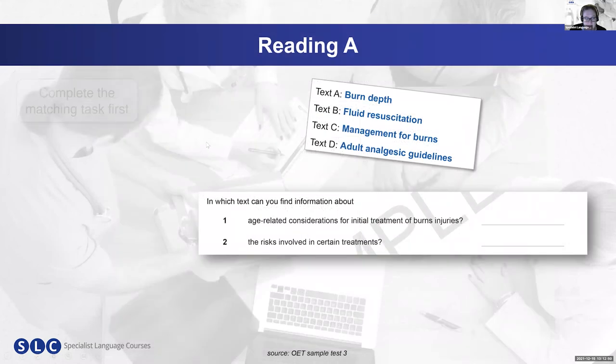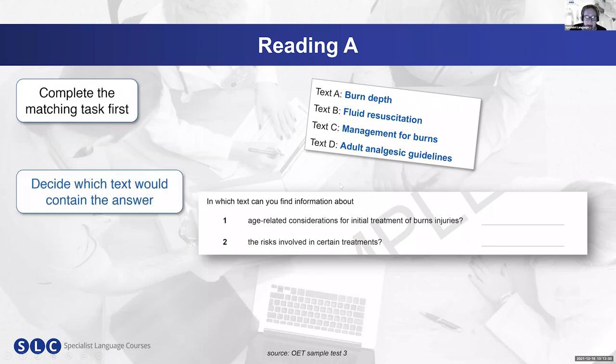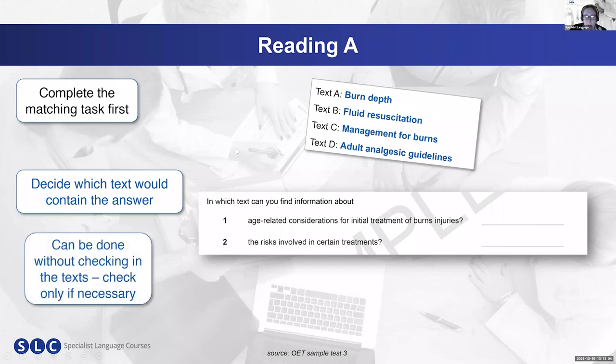So we're going to do the matching task first, and we're going to try and do it without looking. So it asks you, in which text can you find information about question 1? So we need to decide which text would contain the answer without looking. We'll only check if necessary. So age-related considerations for initial treatment of burns injuries. So that is probably going to be in text B, because remember we had a little look when we were looking at it and we saw there was something for adults and something for children. Okay, it's not about burn depth. It was about what to give them for different burns. And there was a clear distinction between children and adults.